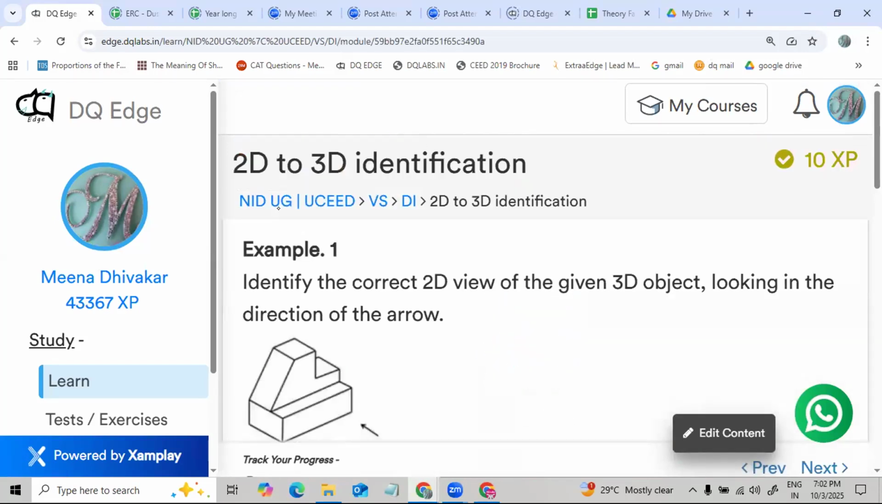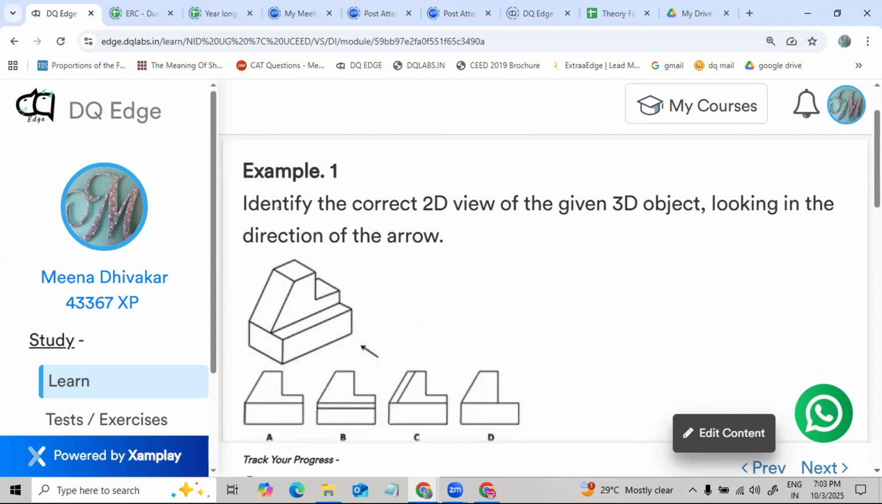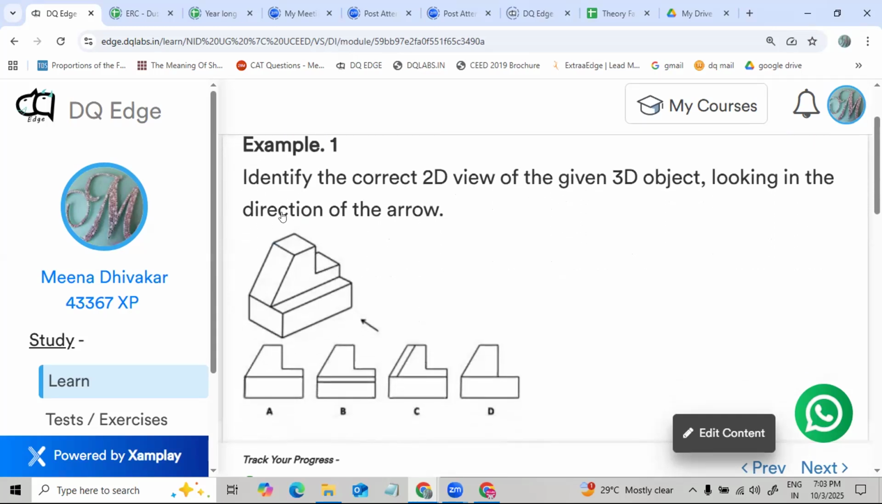That means there is a 3D figure and they'll ask you to find the view of it. They'll give you an arrow mark, and you need to follow that and say which is the correct answer. Can you see this option and tell me which is the correct answer? Option A. Ma'am, why not option B? Yeah, I'll come to that point.